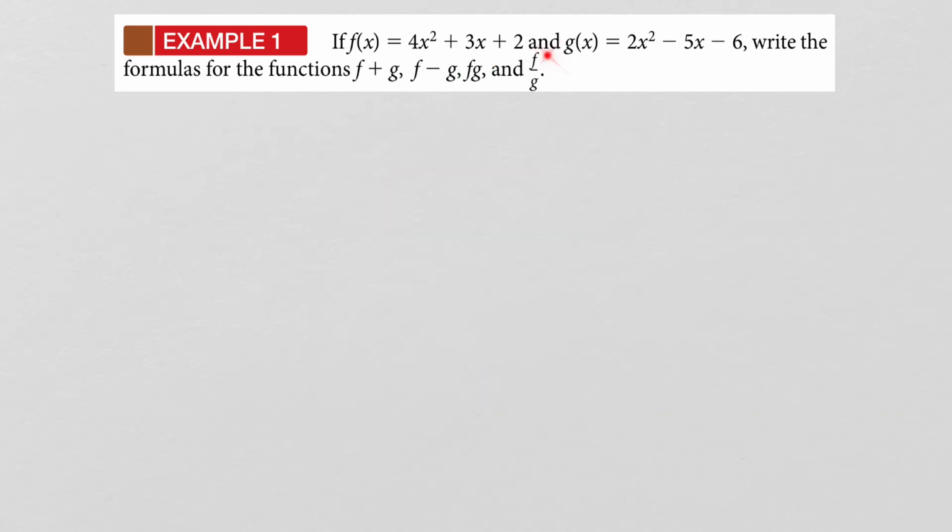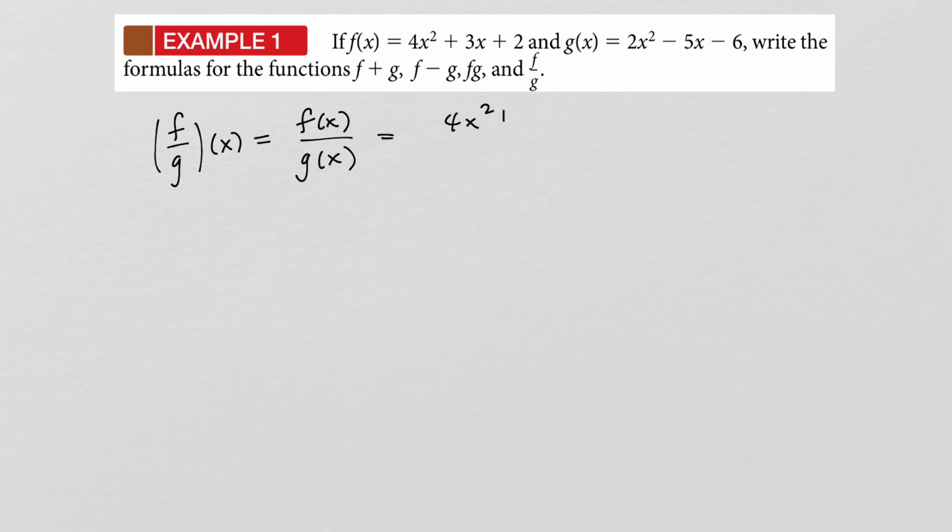And finally, we have f over g. Now, f over g, of course, is f over g of x. And the definition for this is f of x divided by g of x. And in this case, it's simply 4x squared plus 3x plus 2 divided by 2x squared minus 5x minus 6. And you can pretty much just leave your answer like this.